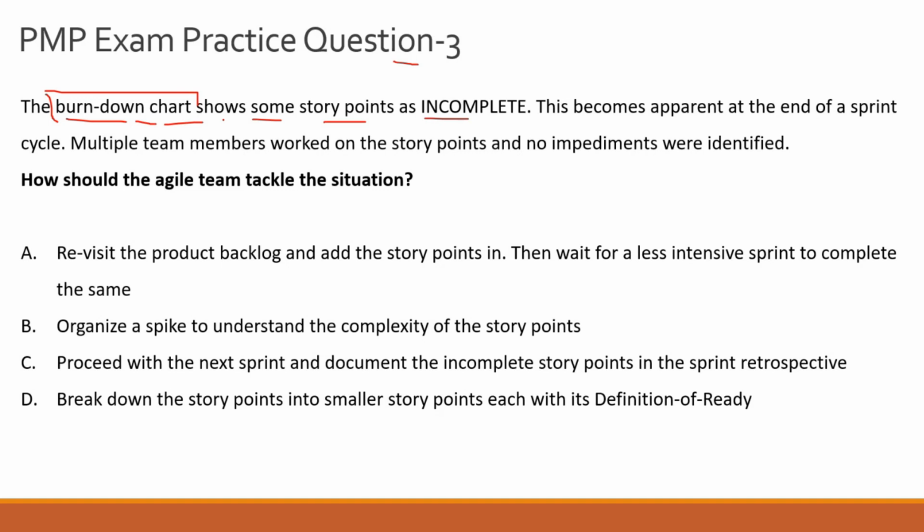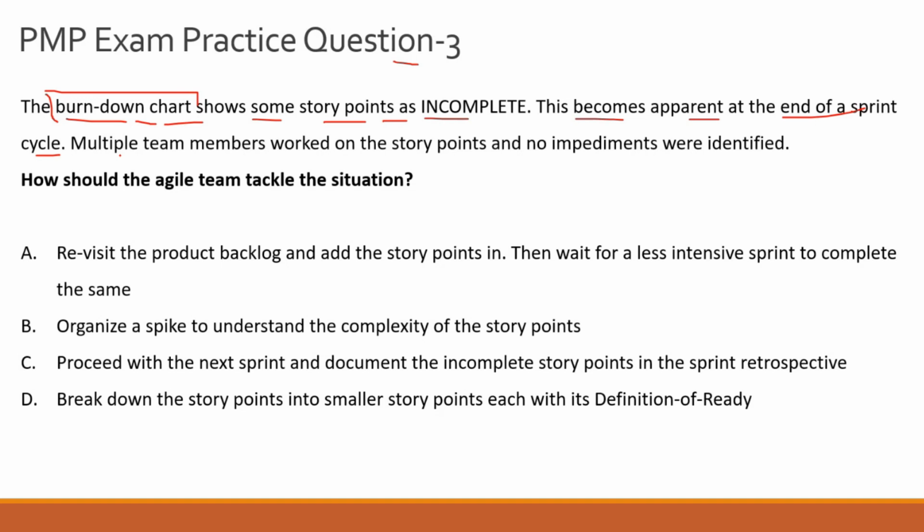So here the burn down chart is showing that some story points are incomplete. Now this becomes apparent at the end of a sprint cycle. The sprint cycle has ended, and of course it has been found that the story points which were supposed to be completed in that sprint are not completed.